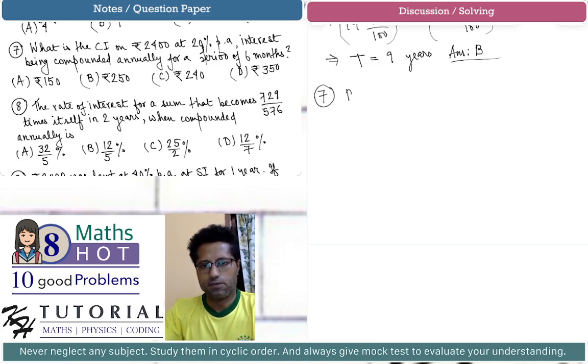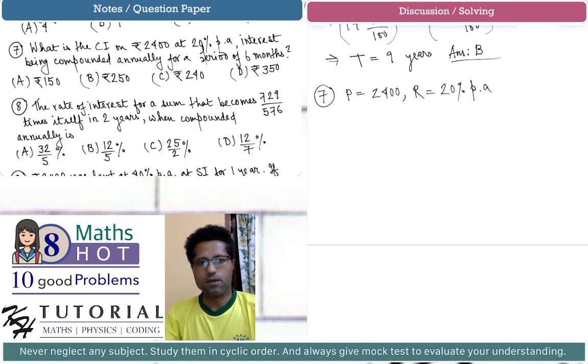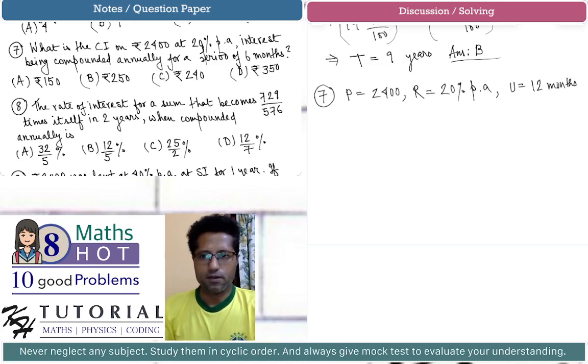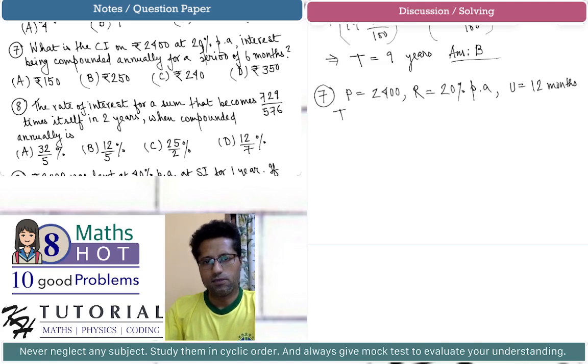The principal is given to be 2400. The rate percent per annum is given to be 20% per annum. Interest being compounded annually, so the period is 12 months. For a period of 6 months, T is given to be 6 months, meaning half a year.